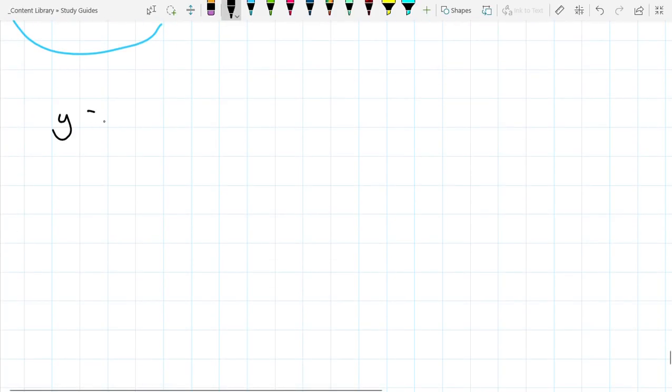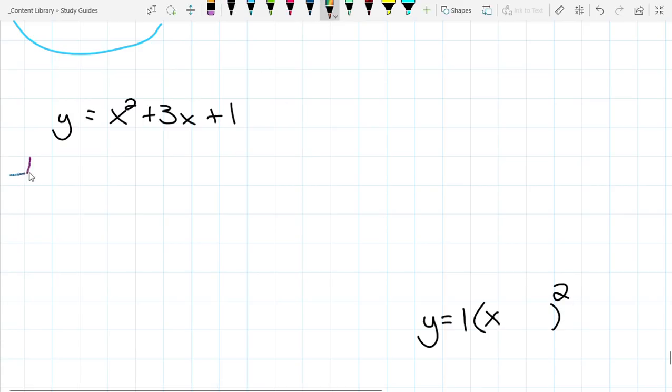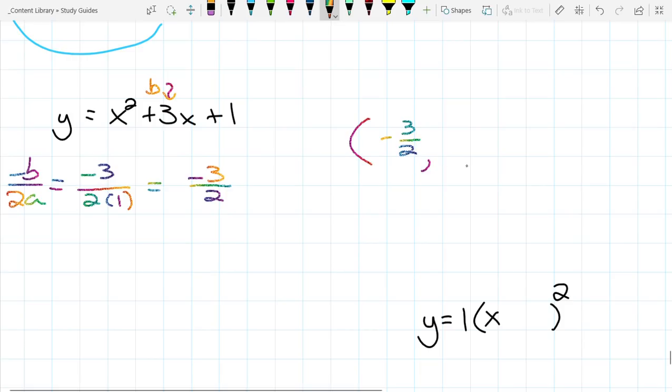Number 20, same thing. X squared plus 3x plus 1. Well, I know that the a value is equal to 1. So I now know it's 1 parentheses x something in here squared. So now we got to do negative b over 2a. Our b is equal to 3, so this becomes negative 3 over 2 times 1, which gives us negative 3 over 2. We now have the x value.